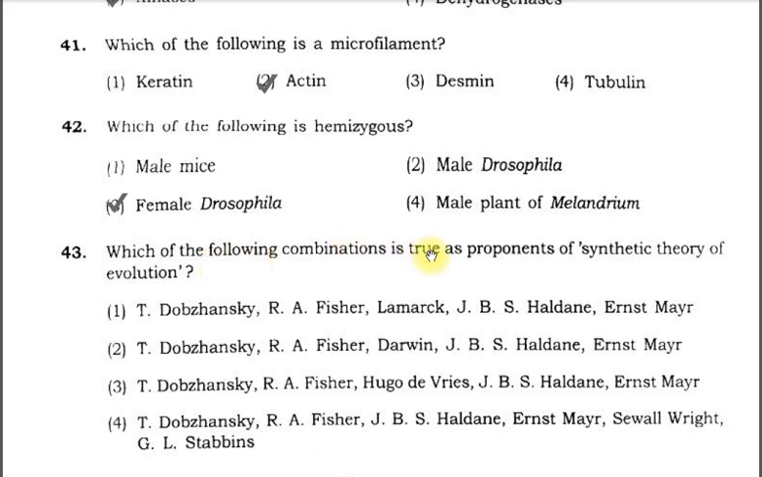Question number 43. Which of the following combinations is true as proponents of the synthetic theory of evolution? The options are: 1, Dobzhansky, Fischer, Lamarck, Haldane, Ernst Mayr. Option 2, Dobzhansky, Fischer, Darwin, Haldane, Ernst Mayr. Option 3, again Dobzhansky, Fischer, Hugo de Vries, Haldane, Ernst Mayr. Option 4, Dobzhansky, Fischer, Haldane, Ernst Mayr, and Sewall Wright and Stebbins. So out of this, the correct option is option number 4.